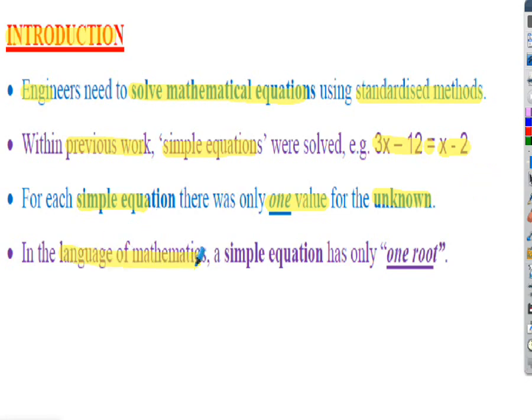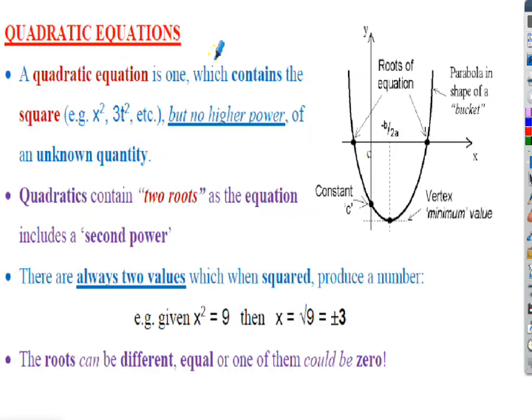Using the language of mathematics, a simple equation has one root. So one value of x means one root. In this presentation we're going to consider the solution of quadratic equations. Now a quadratic equation is one that contains a square. For example, it could be x squared, it could be 3t squared, it could be 3 theta squared. The variables can change. But there's no higher power than the squared term for the unknown quantity, the x, the t, etc. So quadratics contain two roots, as the equation includes this second power, this squared term.